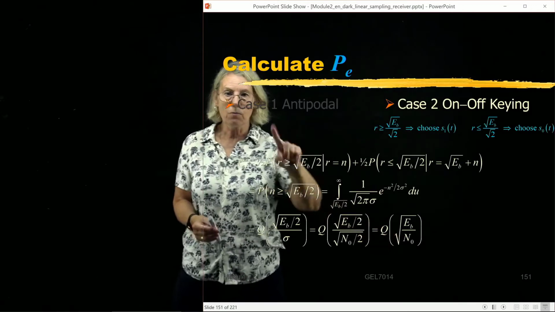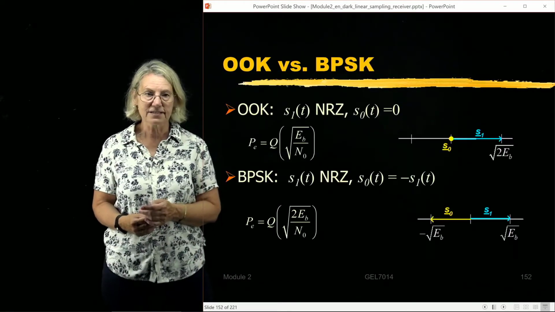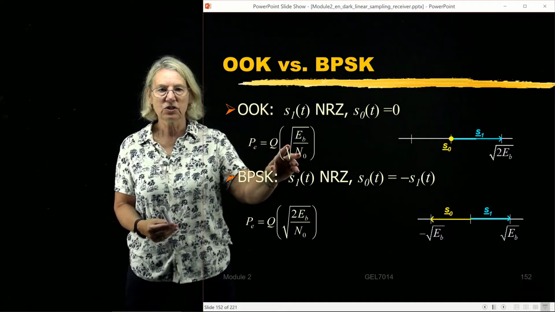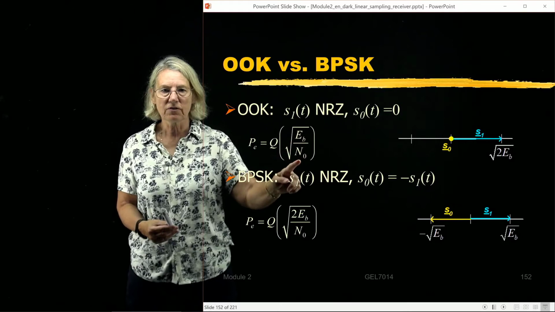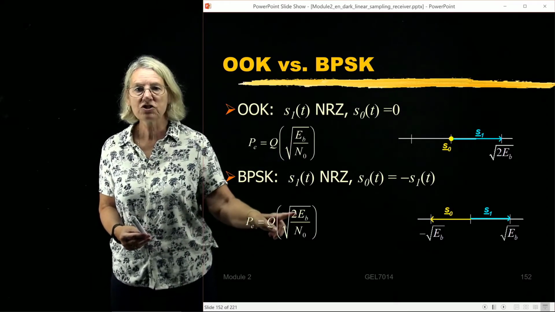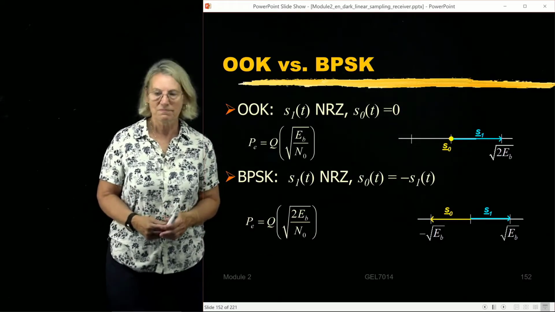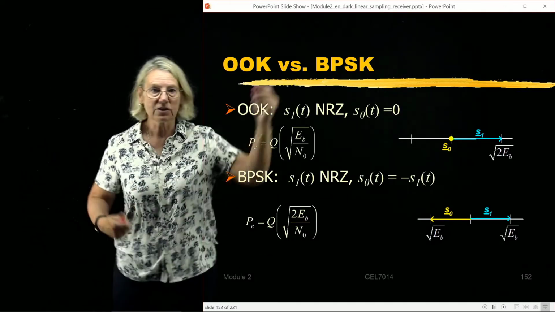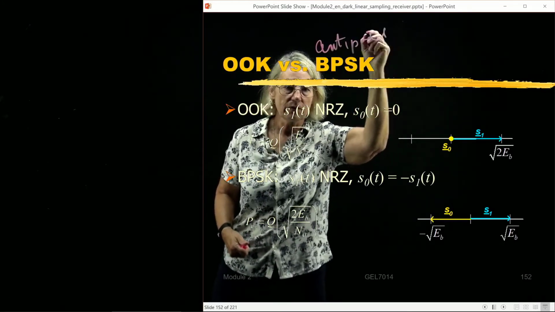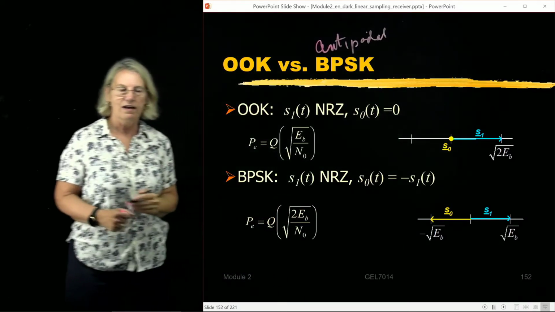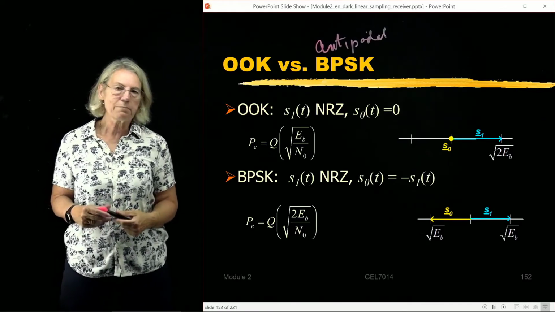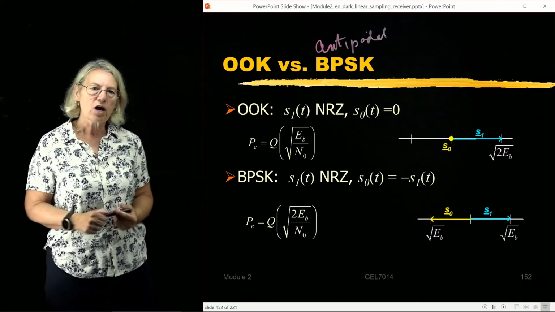There is a difference, though, between the antipodal and the on-off keying case. In the on-off keying case, we had Q of the square root of EB over N0, but in the antipodal case, we had the square root of 2 times EB over N0. I changed the naming a little bit here. This was the antipodal, but most often we call it BPSK, binary phase shift keying.